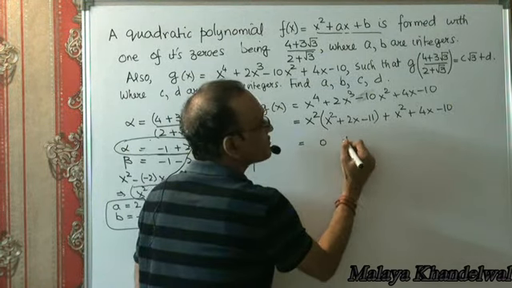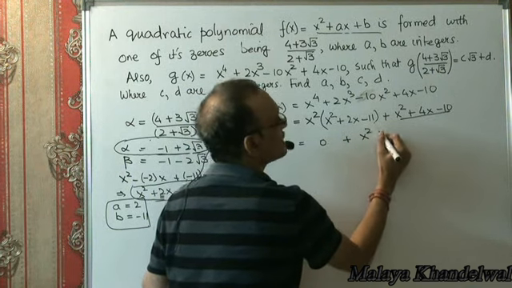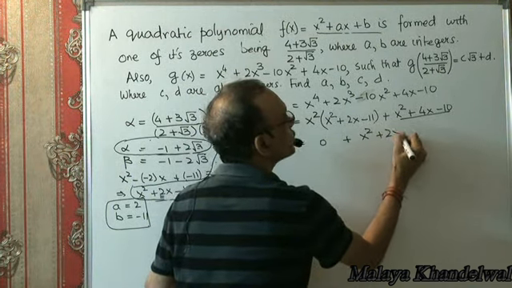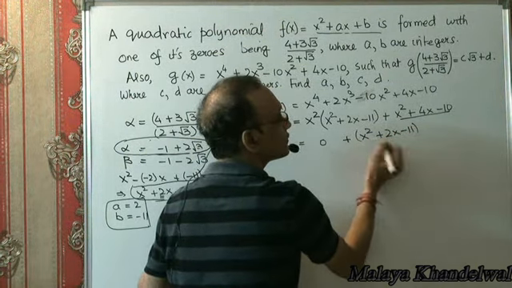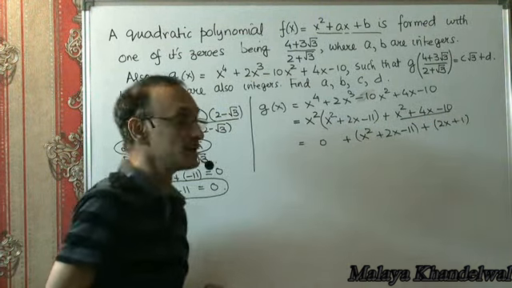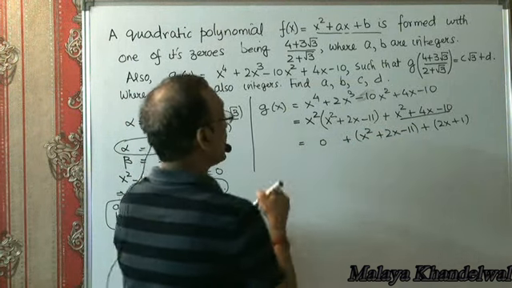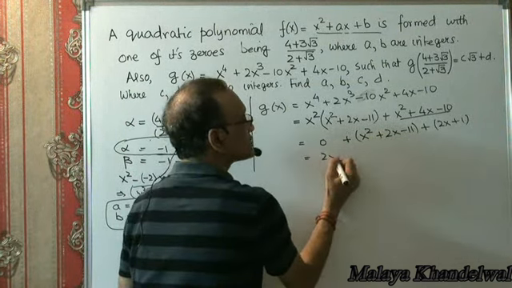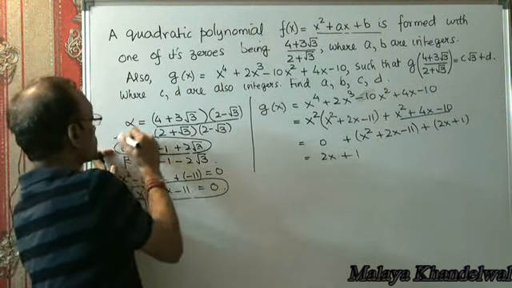And then what I have is this x square plus 4x minus 10. I can write this as x square plus 2x minus 11, and then I have a 2x plus 1. That's how I write this. So that this x square plus 2x minus 11 once again becomes 0, and you're simply left with a 2x plus 1, where what is x? x satisfies this equation and corresponds to alpha.